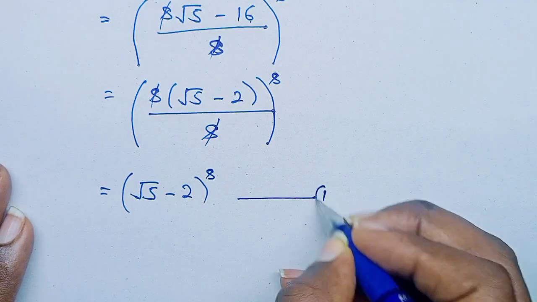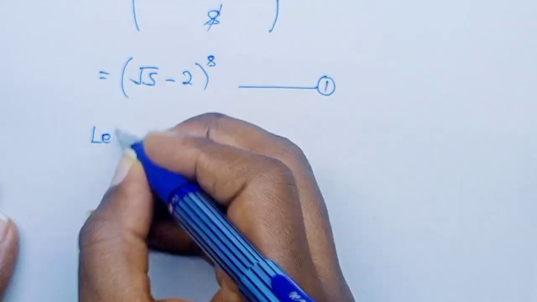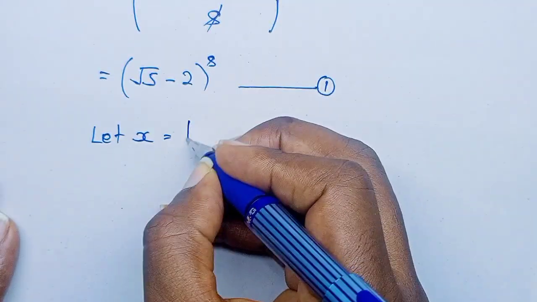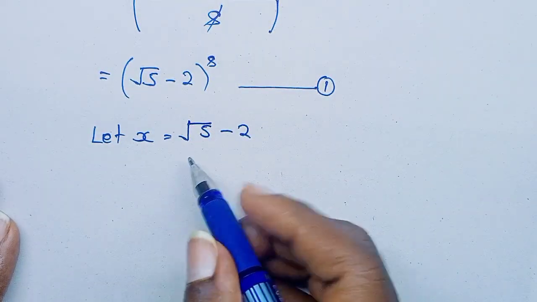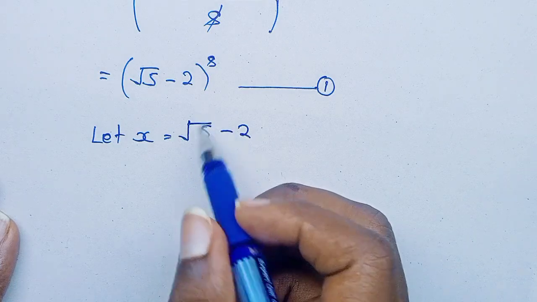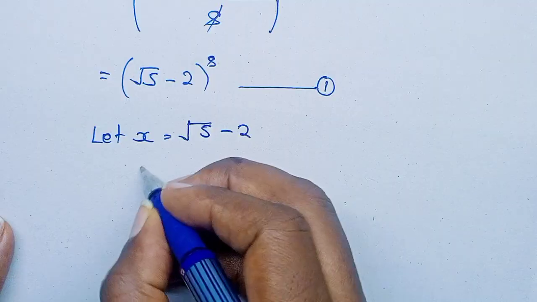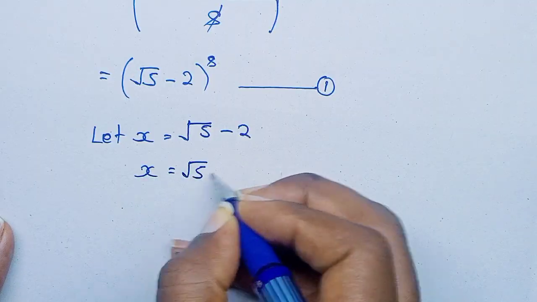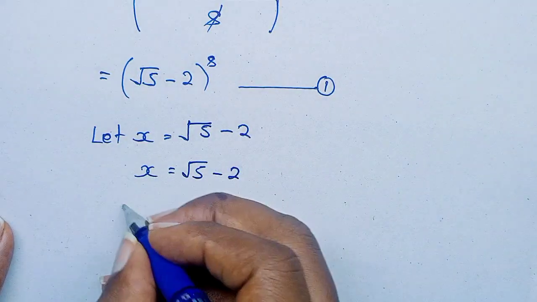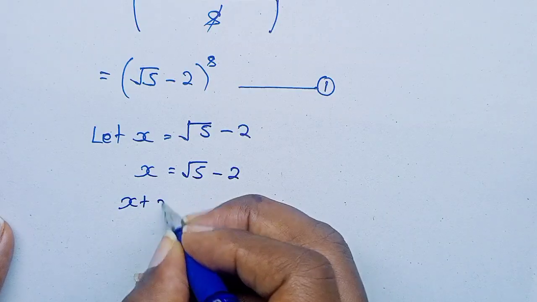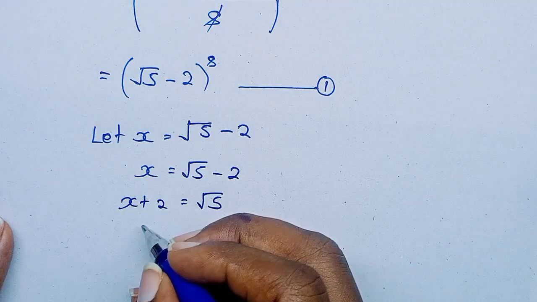Let this be equation 1. Now let x be equal to root 5 minus 2. So x is root 5 minus 2. That means if we take 2 this side, we shall have x plus 2 is equal to root 5. Now let's square both sides.